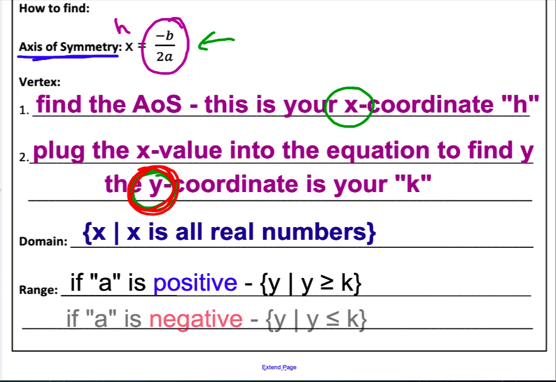If our a value is negative, meaning it's opening down, my range is going to be y such that y is less than or equal to k, because this has that maximum. But that k value, remember, is the y coordinate of that vertex. So once we find that vertex, we know where that cap is going to be on our graph, either the very bottom of it or the very top of it.